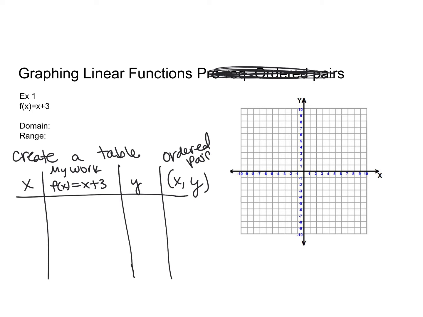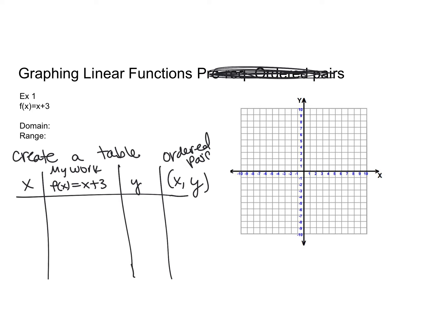Now MyLabs makes you do at least 2, which makes sense because if you have 2 ordered pairs, surely you just connect them, draw a line, and that would be your equation. Like that would be your graph. So it only makes you do 2, but we're going to do a little bit more, not too crazy, but a few more than that.